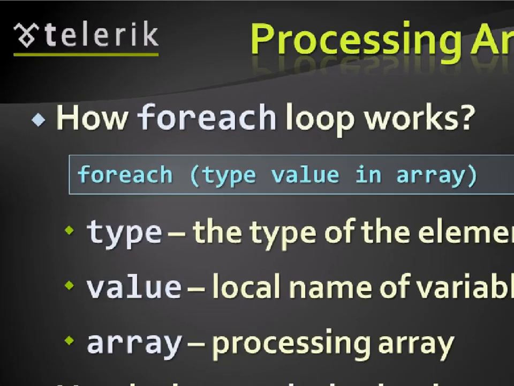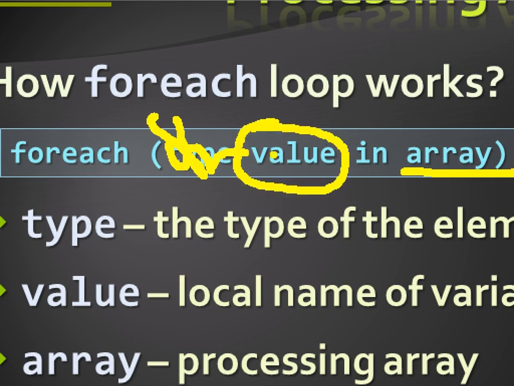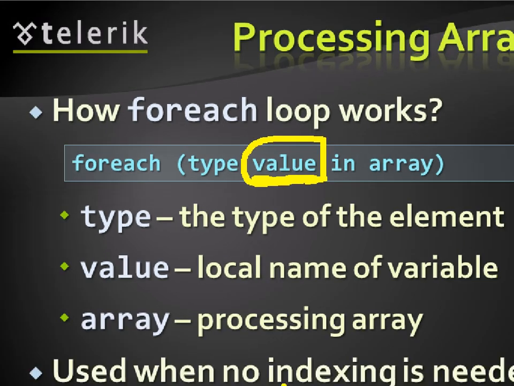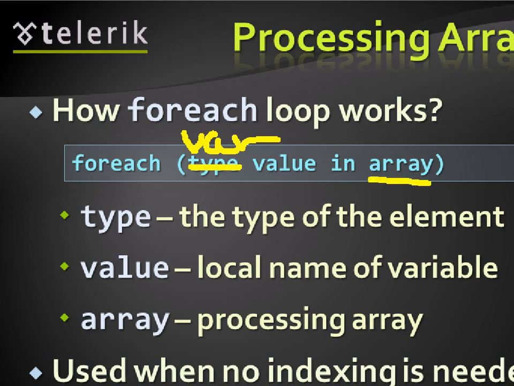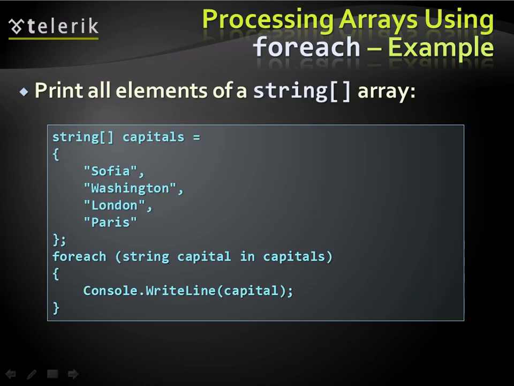You say, I want the variable value, which is of type, to take each of the values from this array. For example, this is an array of towns: Sofia, Varna and Plovdiv. Here you have a string, because the array is of strings, and the value will take the first town, the second town and the last town. You can use var instead of type. This is the most common scenario, because the array's type is well known, and the compiler can extract the type automatically. It's better to see an example, and it's very easy.